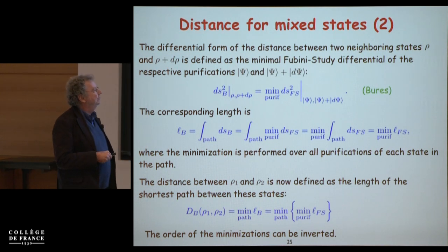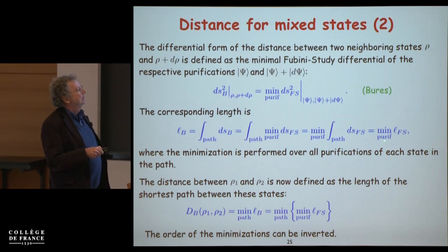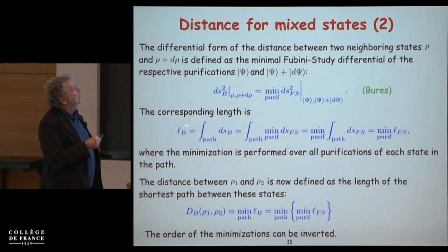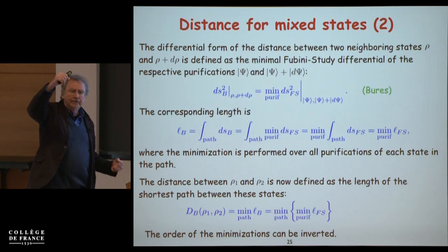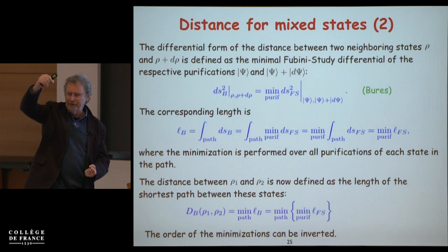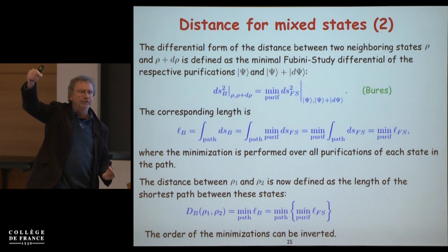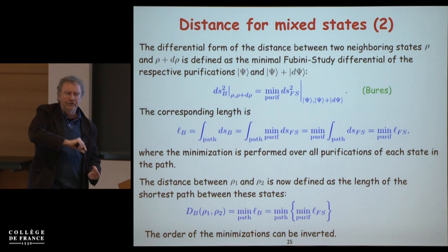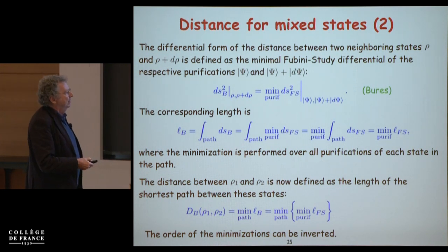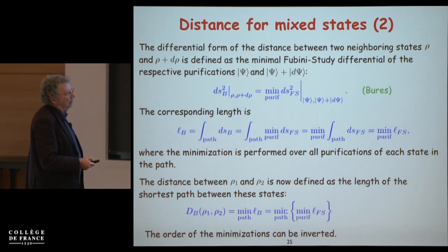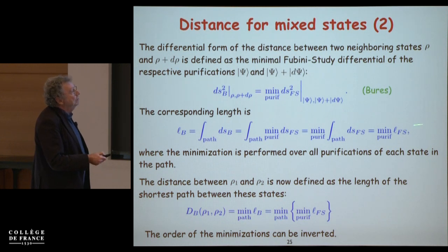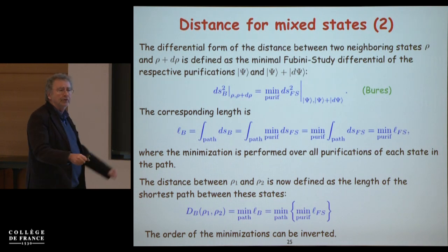Now, this distance between rho 1 and rho 2 is defined as the length of the shortest path between the states, which means what? It's just that. It's the minimum of LB, say. Okay, so first you construct some path, and then you take the geodesic, but it's a complex geodesic, right? Because it's a geodesic over the purifications, you have to take the minimum over all states, and you take the minimum path. I'll leave to you to think a little bit about this. So this is the minimum path of the minimum of LFS, which is LB, and the order of this can be interchanged because it has two minima, and you can interchange them.